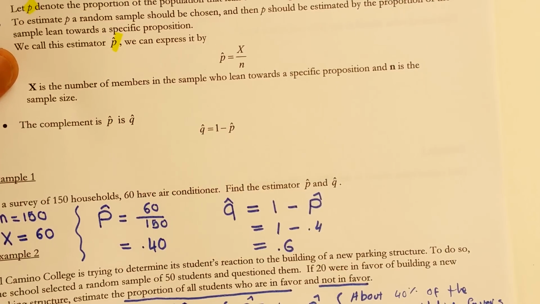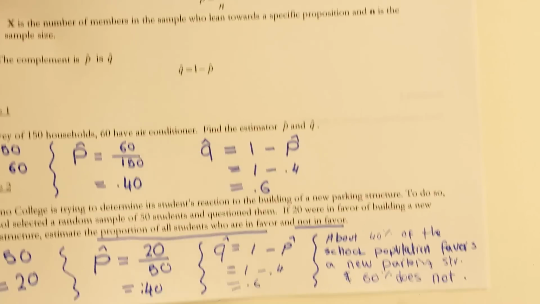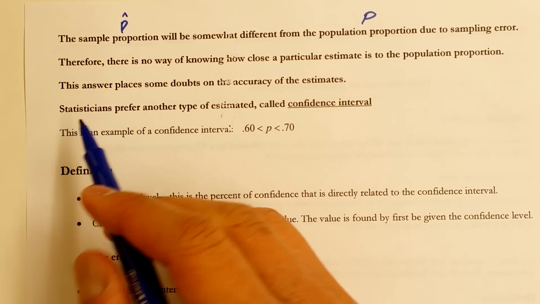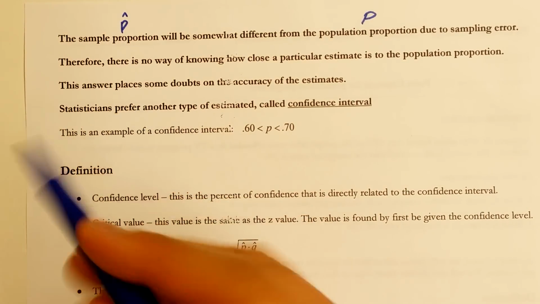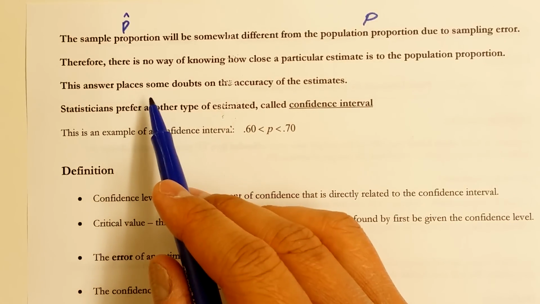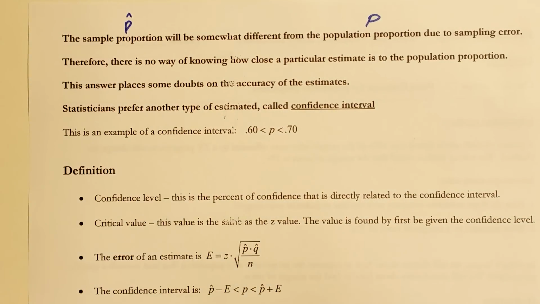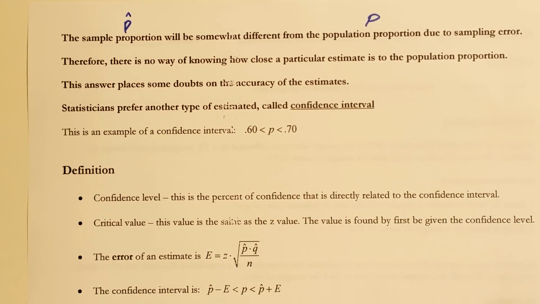Over here, I estimated about 40% of the school population favors a new parking lot. But how do I know that for sure? I don't, unfortunately. So this places some doubt on the accuracy of the estimate, which is 40%. How do I know that's really the true value? Maybe it was 70% that favors the new parking lot. I don't know.